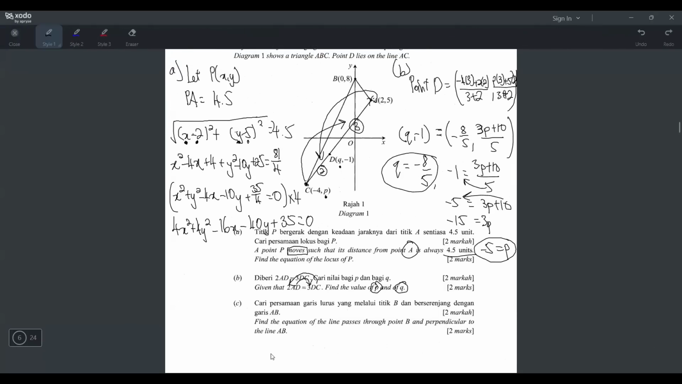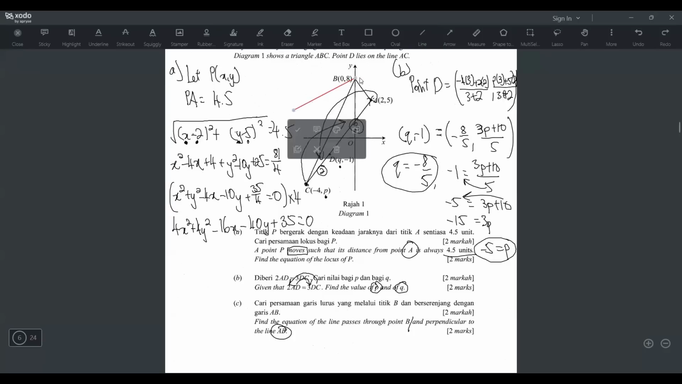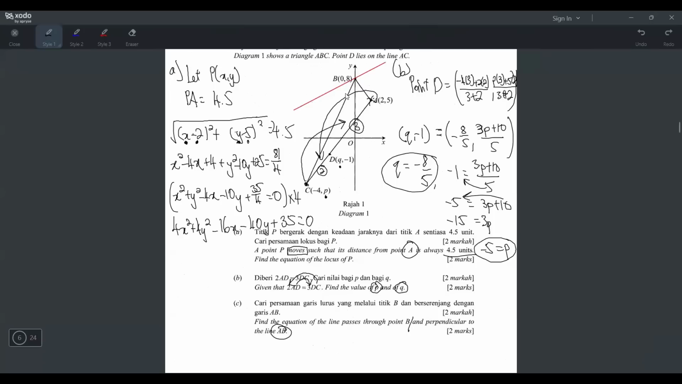Okay, question C, let's read. Find the equation of line that passes through point B and perpendicular to the line AB. Okay, let's try to draw out the line they want. I will use red color. So they want you to find the equation of another line that passes through point B. So this is point B, but it has to be perpendicular to AB. So AB is this line. So it has to be perpendicular, means 90 degrees. So I think it is something like this. So this red color line is the line I want to find now. I want to find the equation of this red color line.